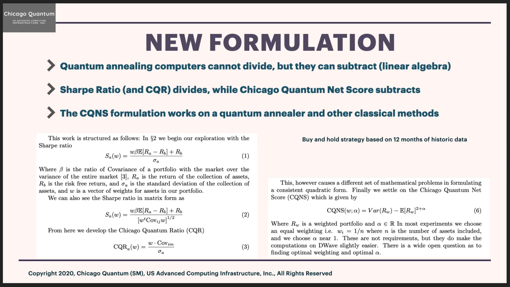So what is this new formulation? Guys, Chicago Quantum, why wouldn't you use the Sharpe ratio? It's been used since the 50s. It's 70 years old. It works great. Come on. Well, the truth is, we wanted to use a Sharpe ratio, but we couldn't. Quantum annealing computers cannot divide, but they can subtract. And so we did a couple of things.